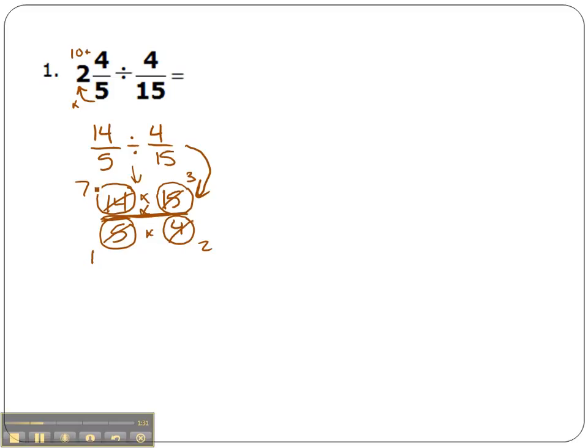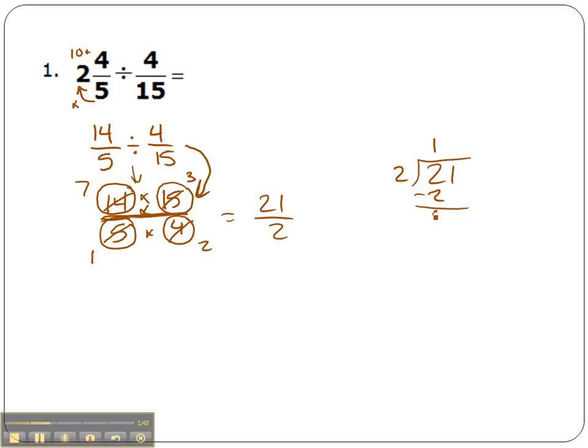Now when I multiply top times top, it's 7 times 3 equals 21. Bottom times bottom, 1 times 2 equals 2. And that's an improper fraction, so we need to change that to a mixed number by dividing. Remember, the fraction bar means divide, so 21 divided by 2. There's 1, 2, and 2.